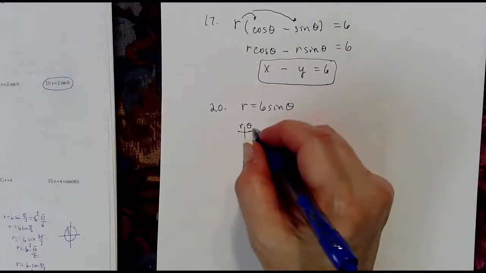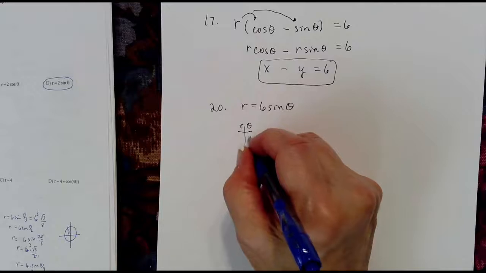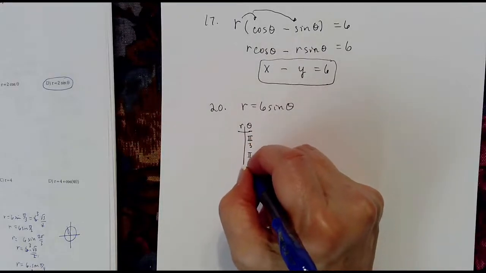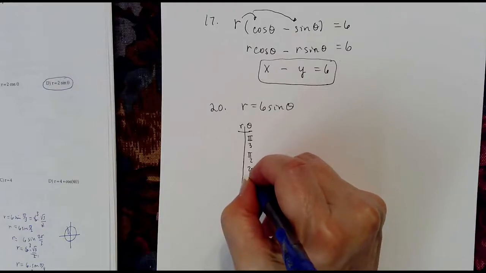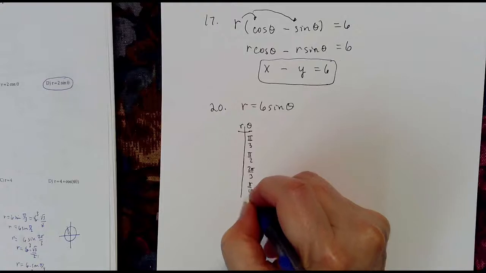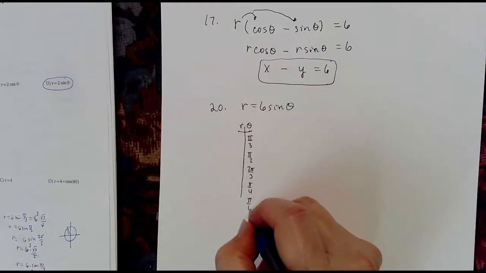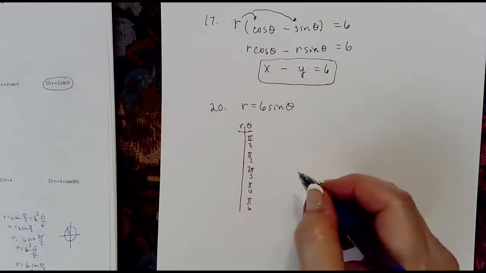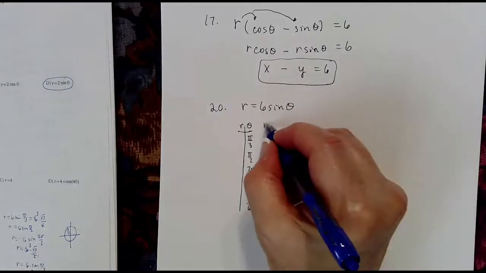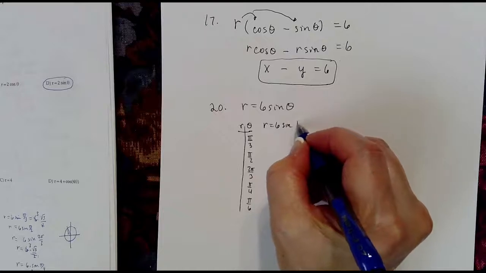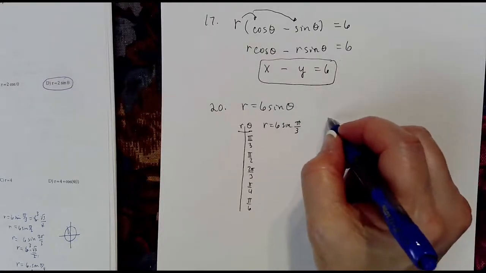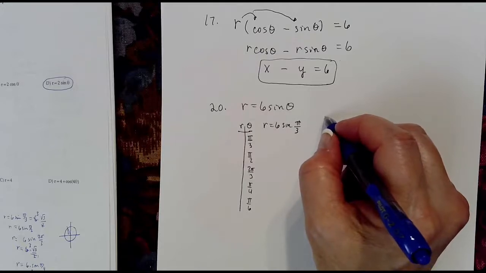So the things that I chose to put in for theta were pi over 3, pi over 2, 2 pi over 3, pi over 4, and pi over 6. You could use all the ones that you know. So we're plugging those things in for theta, right? So the first one, r equals 6 sine pi over 3. If you look at your unit circle, you know what the sine of pi over 3 is.